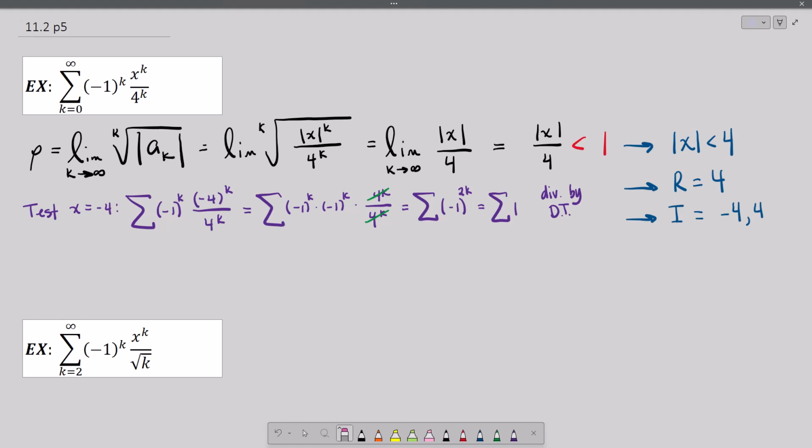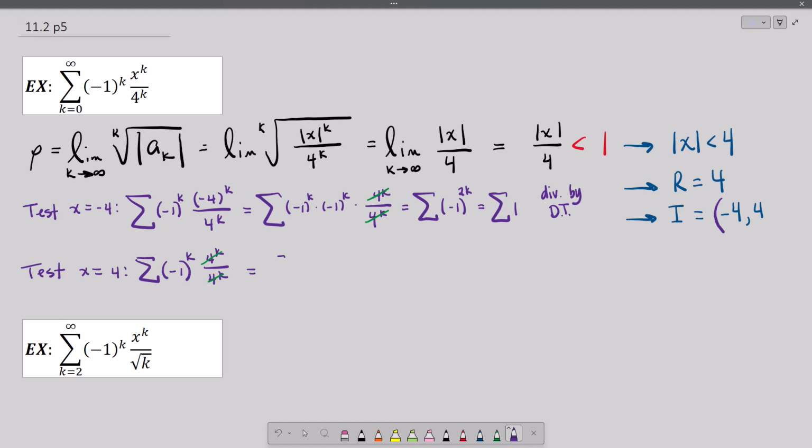Okay, now let's test 4. So what we can do now over here is put a parenthesis right there, because we now showed that we have divergence at -4. So now let's plug in +4. Plugging in +4 up here, we've got that. Once again, we have these 4 raised to the k powers canceling and giving 1.